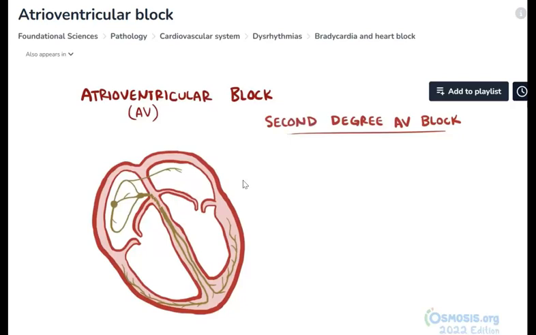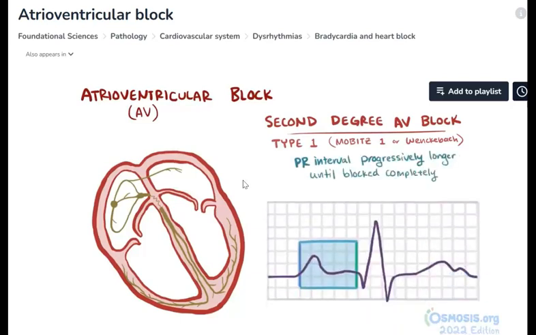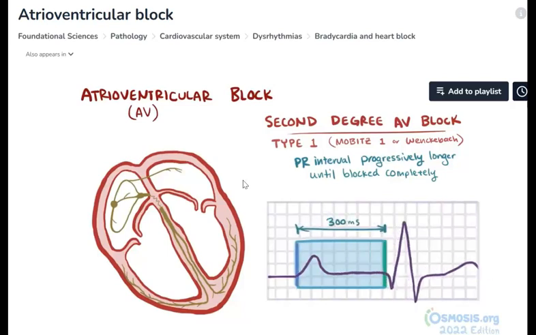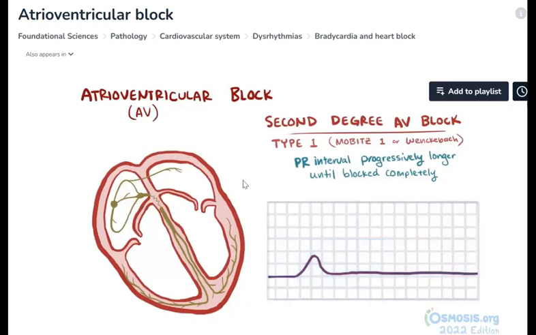Second-degree AV block can be split into two types. Type 1, called Mobitz 1, or sometimes Wenckebach block, happens when the PR interval gets progressively longer with each beat until a P wave is blocked completely. So maybe the first PR interval is 200 milliseconds, then the next is 260 milliseconds, then 300 milliseconds, and then finally the next one doesn't make it to the ventricles, and you get what's called a dropped beat.